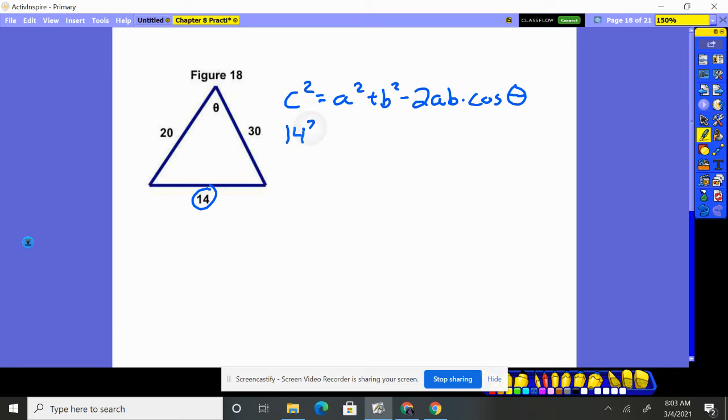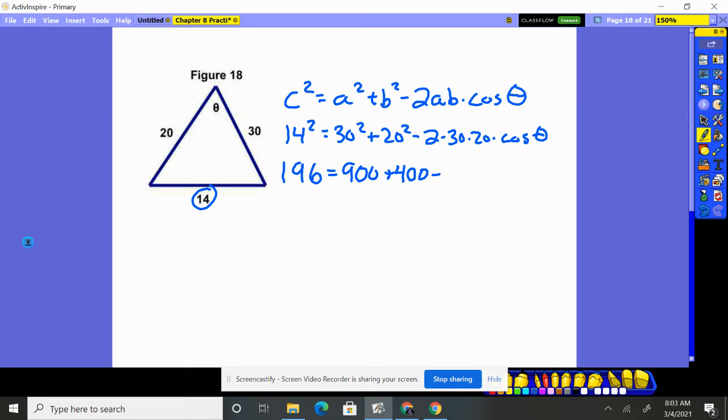So it's going to be 14 squared equals 30 squared plus 20 squared minus 2 times 30 times 20 times cosine of theta. Now this problem takes a little bit more because we're trying to find the angle. We have to put all these together. It's not just put the numbers in and get an answer. 14 squared is 196. That's 900, that's 400, that's 1200 cosine theta. Now 900 and 400 go together to be 1300.